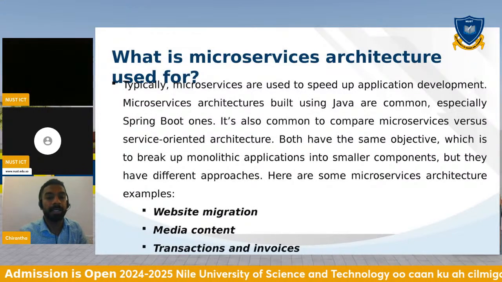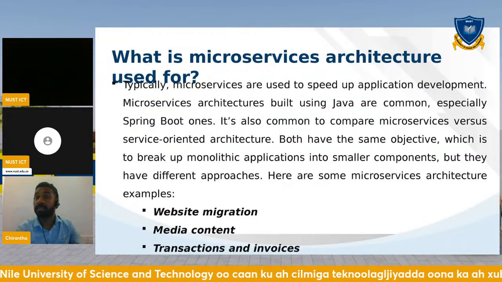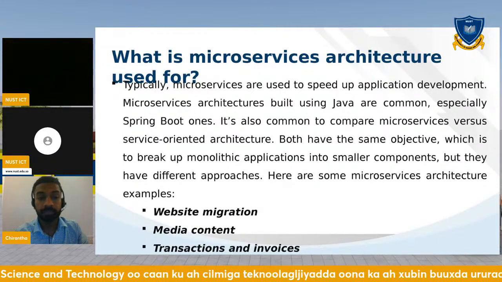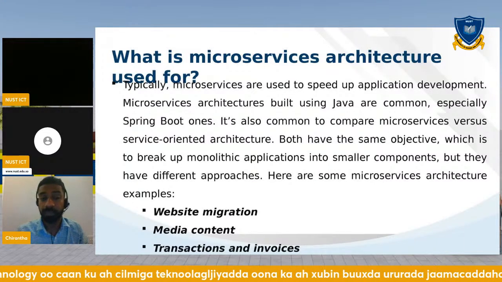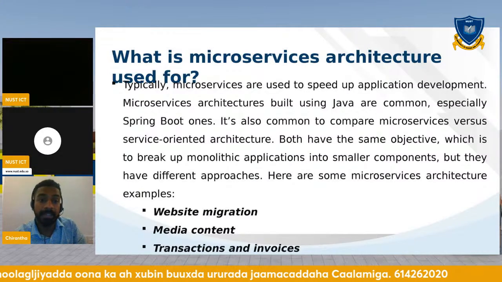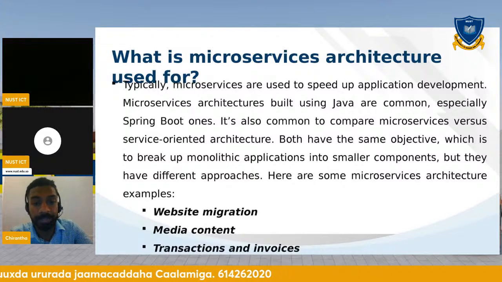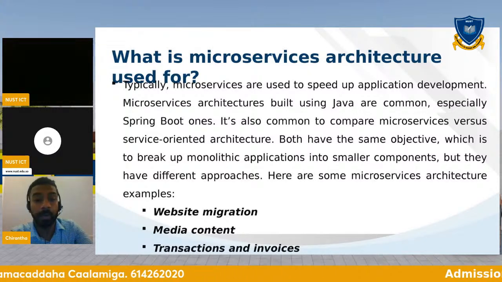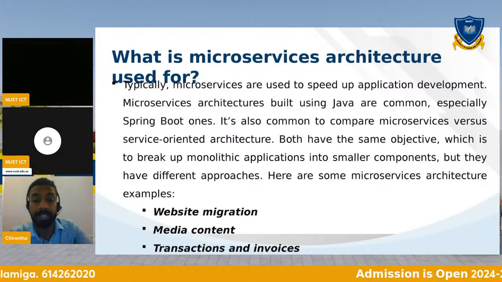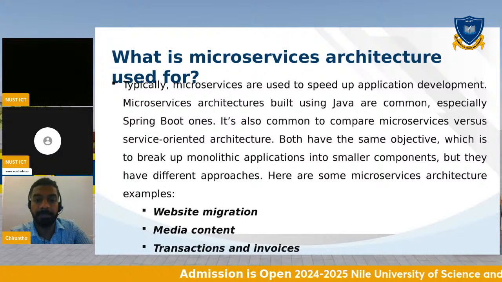Then the application architectures built using the Java command, especially the Spring Boot ones. That's why I said previously, Spring Boot is a very popular Java-based framework. It's also common to compare microservices versus the service-oriented architecture. They both have the same objective, which is to break up monolithic applications into smaller components, but they have different approaches.